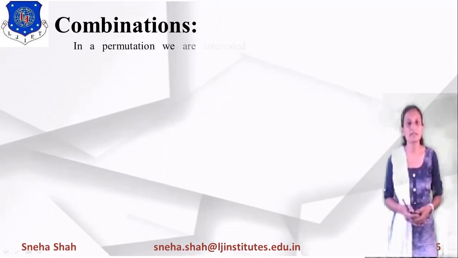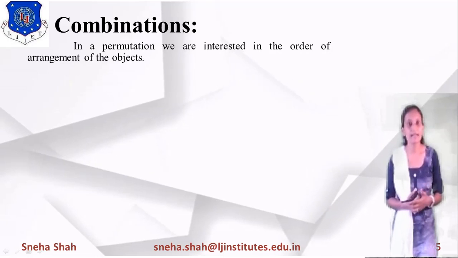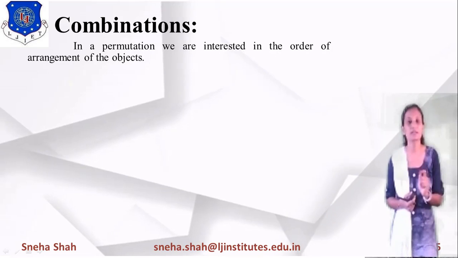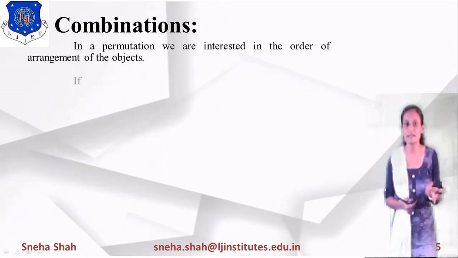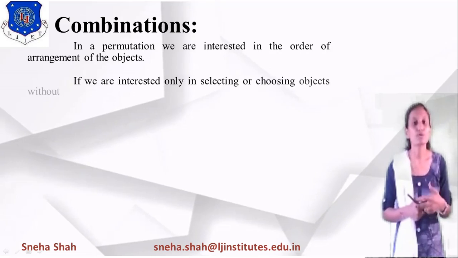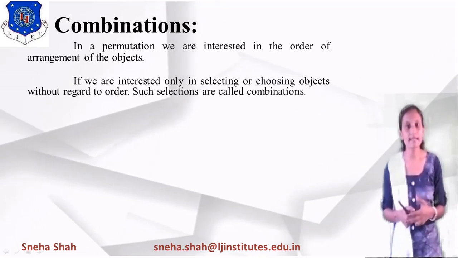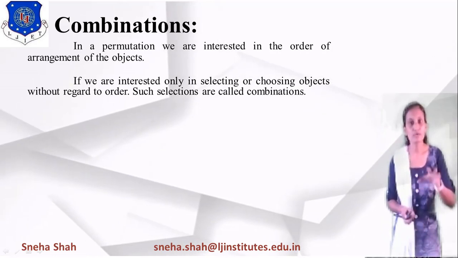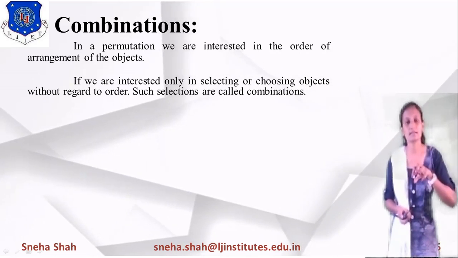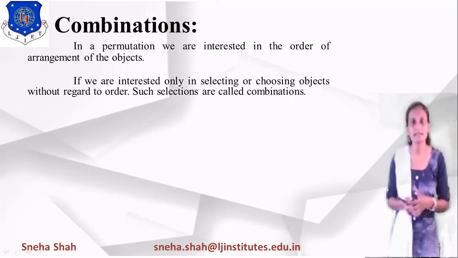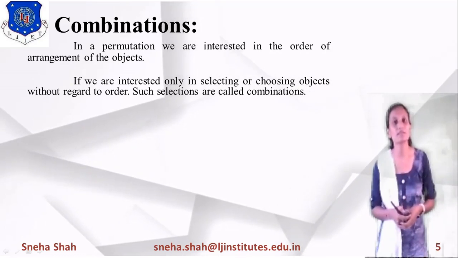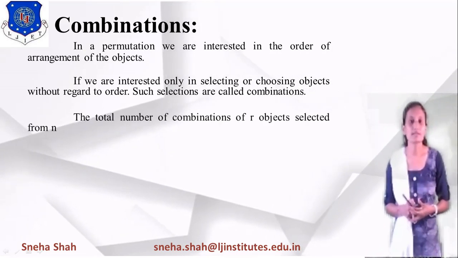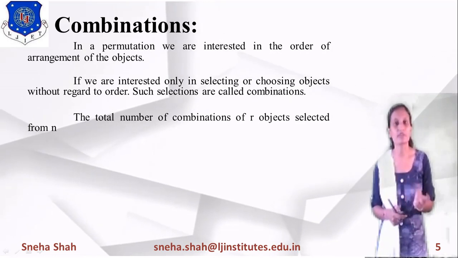Combinations will be defined as follows. As explained before, in a permutation we are interested in the order of the arrangement of the objects, but in a combination we are not. If we are interested only in selecting or choosing objects without regard to the order, and there is no interest in the arrangement of a particular selection, then it is defined as a combination. Now, the total number of combinations of R objects that can be selected from N objects.